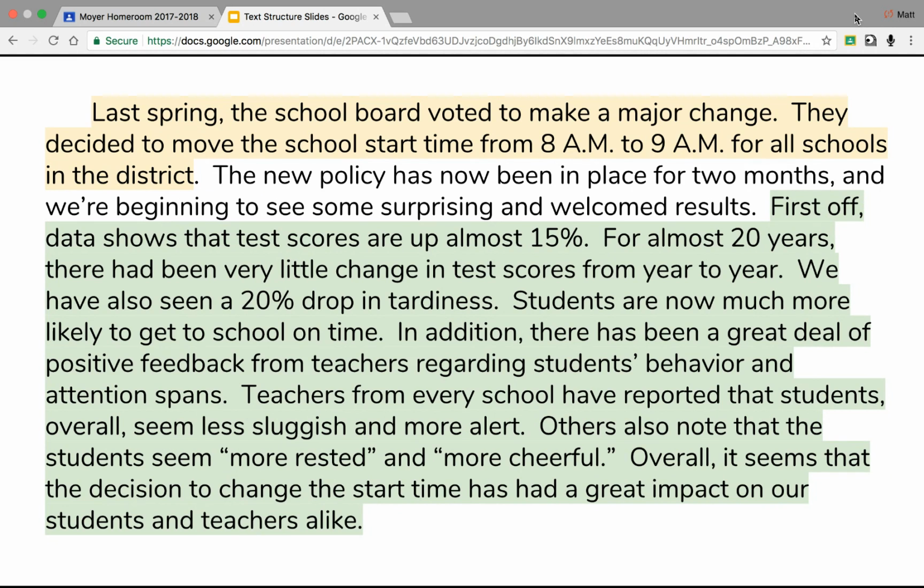And once again, I noticed those two large parts going on, and how they work together. But again, if I were zooming in and thinking about what words or phrases really help me identify this, we're beginning to see some surprising and welcome results. That results word signals that transition from here was something that happened and here's something that happened as a result of that, right?